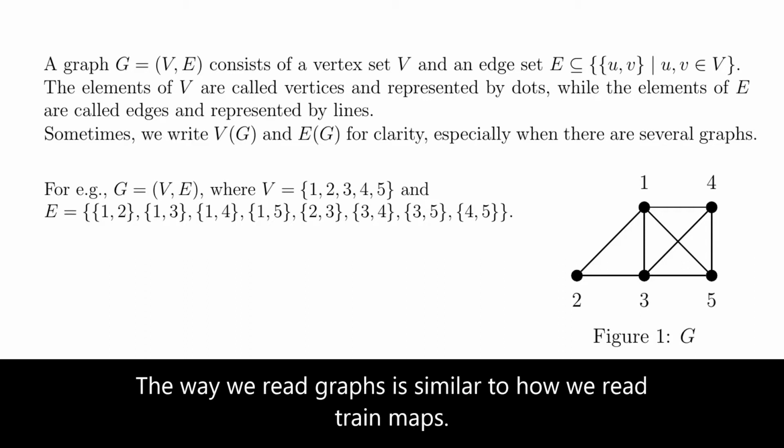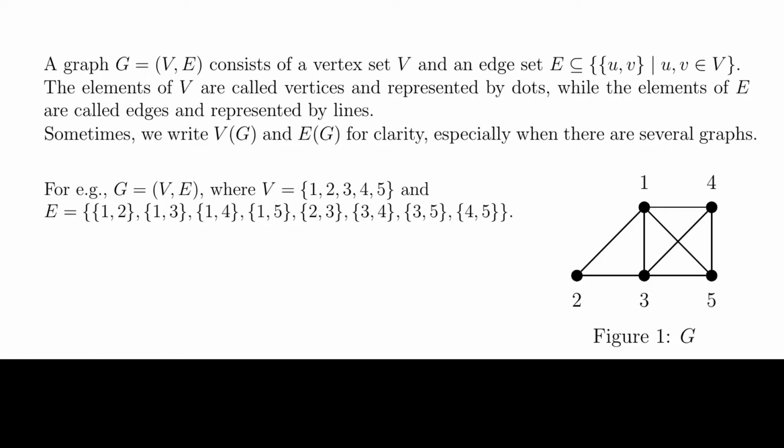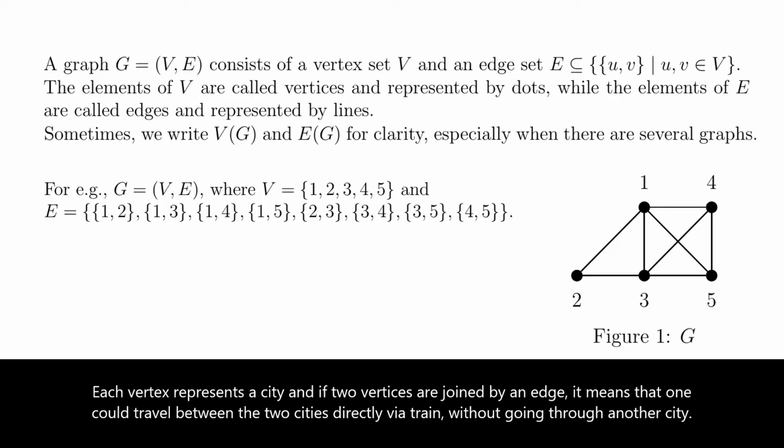The way we read graphs is similar to how we read train maps. Each vertex represents a city, and if two vertices are joined by an edge, it means that one could travel between the two cities directly via train without going through another city.